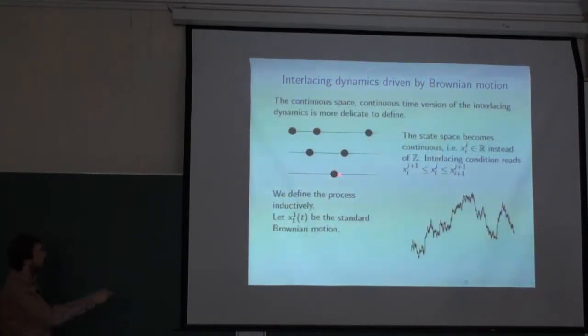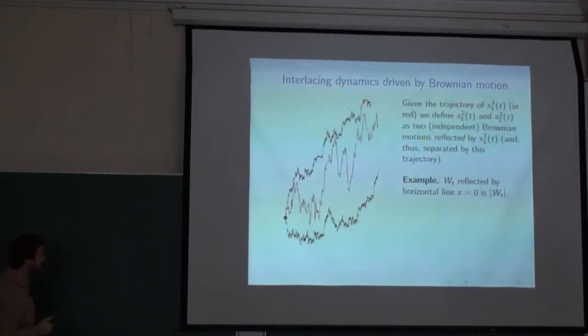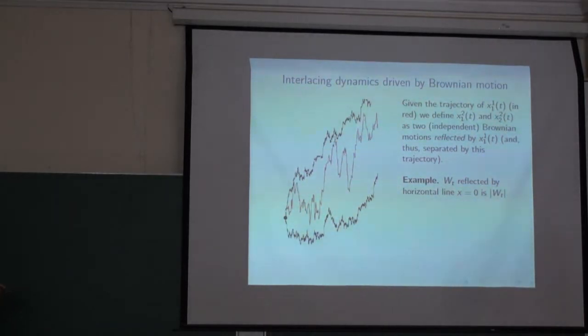Now suppose that we have defined, say, this particle, and we want to understand what's happening with this particle. Then the definition is the following: given the trajectory of the first particle, like this one drawn in red, the trajectories of the next two particles on the second row are just independent Brownian motions which are reflected by this trajectory.